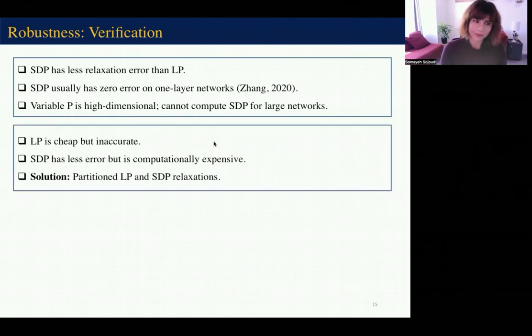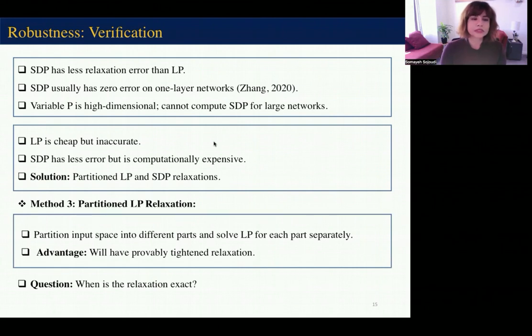So we see that both linear program and SDP relaxations have their own advantages and limitations. Linear program is cheap, but is inaccurate. SDP has less error, but is computationally expensive. Our approach for solving these issues is to use a partitioning scheme. We first focus on partitioned linear programming relaxation. We partition the input space into different parts, and then solve the linear programming relaxation for each part separately. The advantage of this method is that we will have provably tightened relaxation.